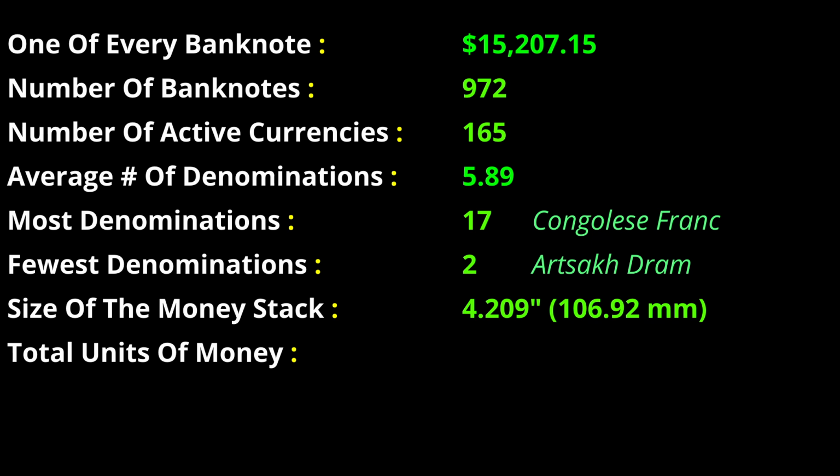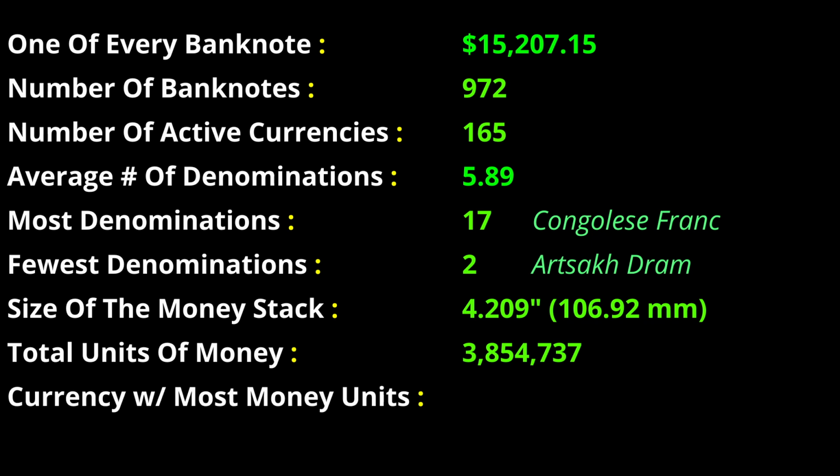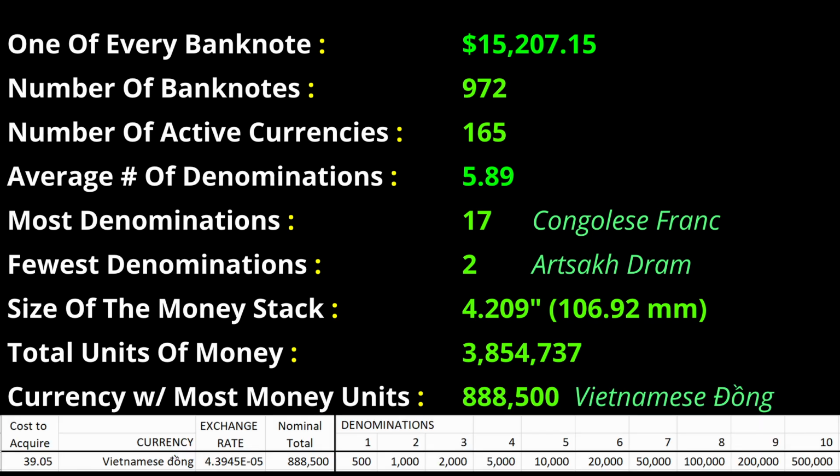Now, with one of every denomination, I would have a total of 3,854,737 money units. The currency that I would possess the most money units for is the Vietnamese dong, which has 10 denominations, and if you had one of each, that's worth 888,500 dong, which is equivalent to $39.